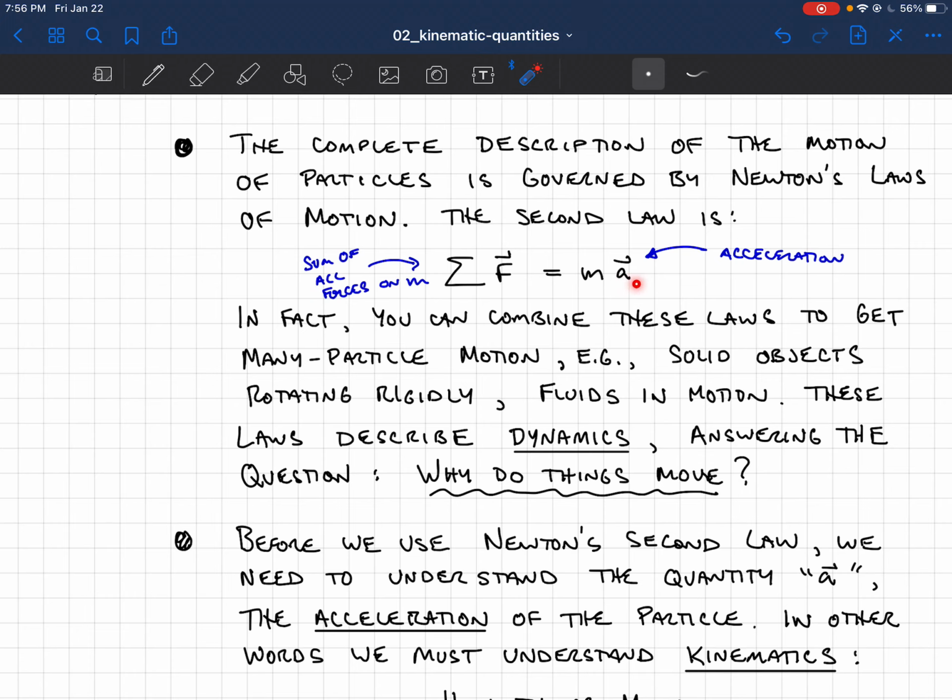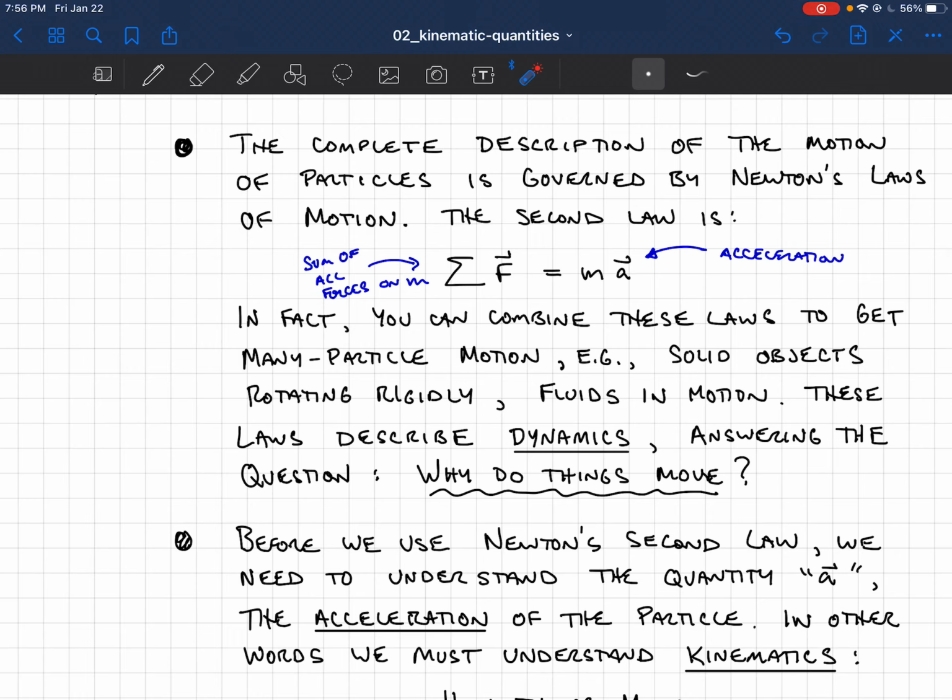But the acceleration is something that we need to know before we start using Newton's second law. And that is part of kinematics. It's part of the description of motion. And in fact, it's basically what Newton had to invent in order to write down his laws. He had to invent kinematics, and in particular the calculus of kinematics.